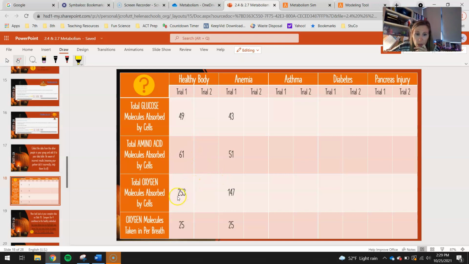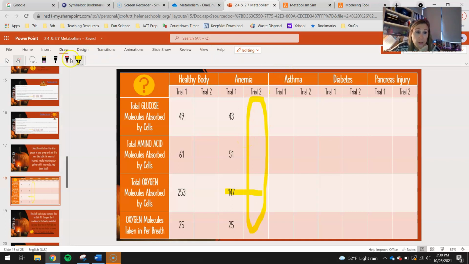Let's look here though. 253 oxygen molecules absorbed by the cells versus only 147. That is a huge difference. So you guys would highlight that. That is something to be concerned about. This one, exactly the same, so we wouldn't highlight it. Again, it's important to look at your guys' second trial too to make these decisions, but you're really looking for a huge difference in these.